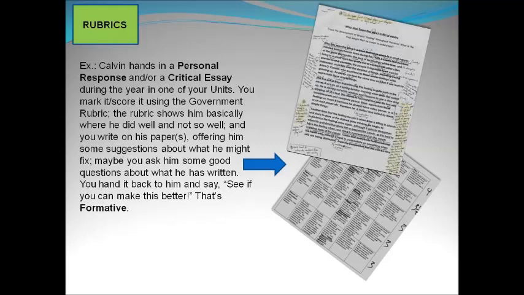So anyway, here's an example, right? Calvin hands in a personal response or a critical essay during one of your units. You score it using the government rubric. The rubric shows him basically where he did well and not so well. And you write on his paper, you offer him suggestions, right? You hand this back and see if he can make it better. That's formative. You did the same thing. He might even have written the same paper. You give him a score, but in one you say make it better, and in the other there's no chance for making it better. Okay? Same thing.